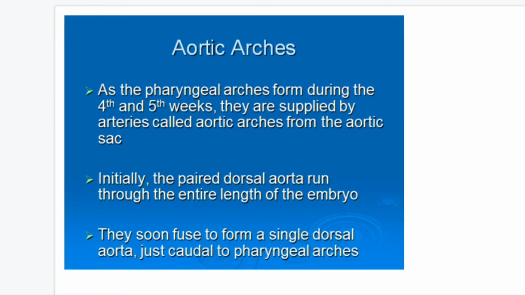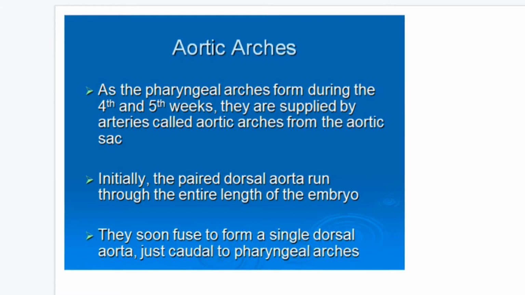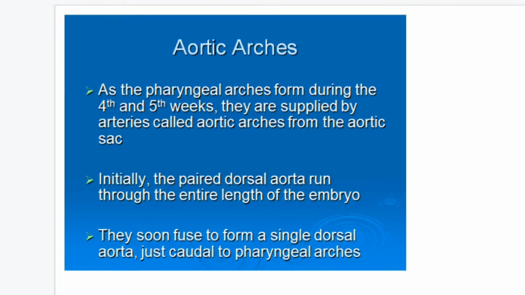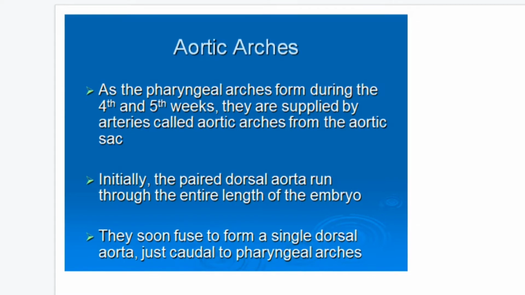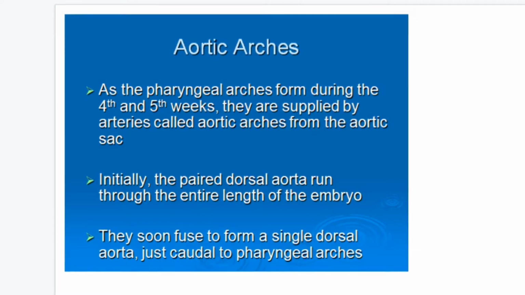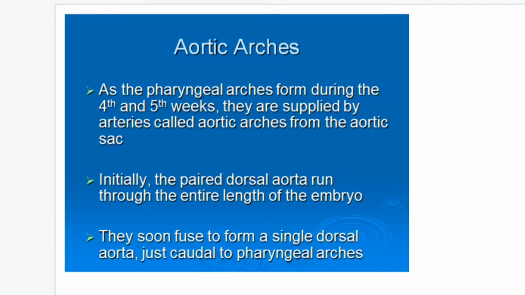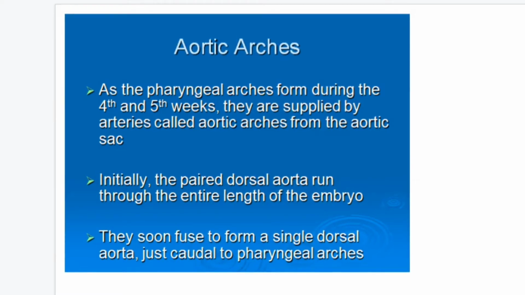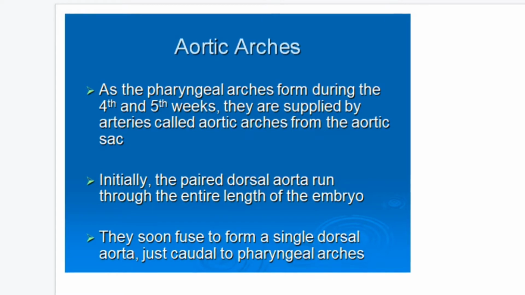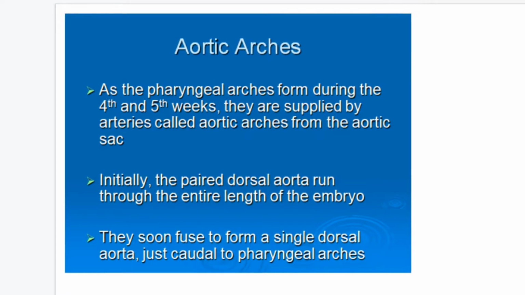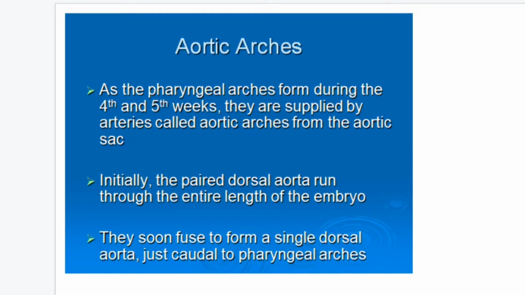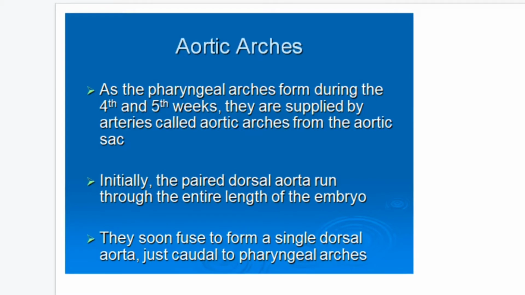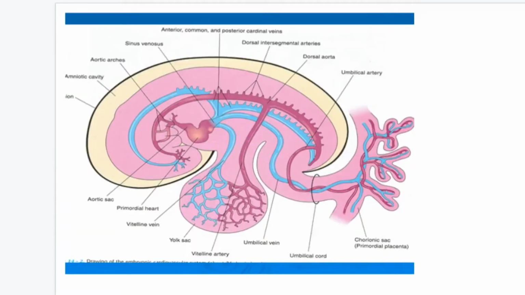Now, this aortic sac gives rise to several arteries which are in arch-like shape, and we call them aortic arches. Initially, these will be draining into the dorsal aorta. There are two dorsal aortae running side by side on either side of the heart and running throughout the length of the embryo. At the distal end of the pharyngeal arches, these two dorsal aortae fuse to form a single dorsal aorta caudal to the pharyngeal arches.